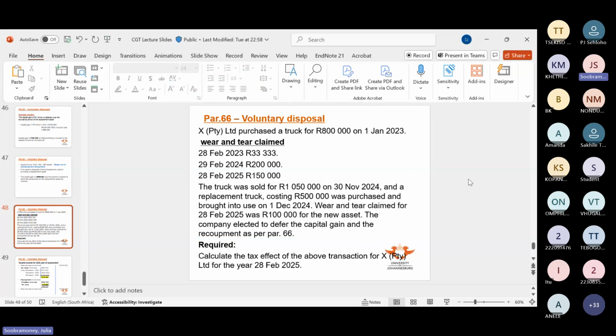Okay, then it says, and a replacement truck costing 500 was purchased and brought into use on 1 December 2024. Wear and tear claim for the 2025 was 100,000 for the new asset. The company elects to defer the capital gain and the recoupment as per paragraph 66. Calculate the tax effect. So first question, am I going to defer the gain, the recoupment and the gain? If there is a recoupment and a gain, am I going to defer it? Yes or no?